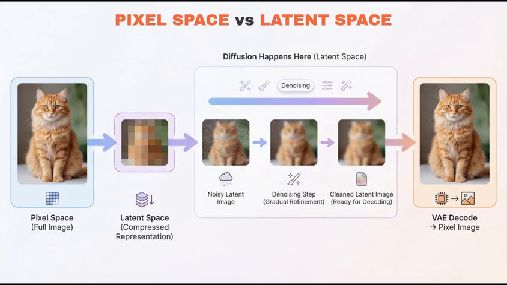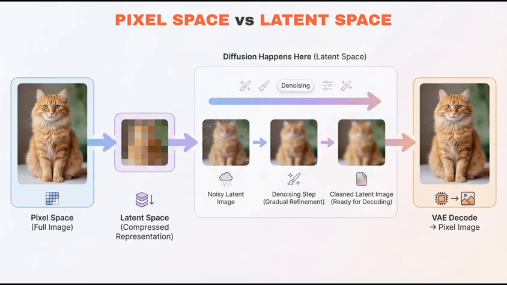So far, we talked about diffusion in a simplified way, as if it happens directly on images. In reality, most modern diffusion models do not work directly on pixel images. Instead, they work in something called latent space. Pixel space is the image as we normally see it. It is made of pixels, with width, height, and color values. Latent space is a compressed representation of that image. It keeps the important structure and information, but removes unnecessary detail.